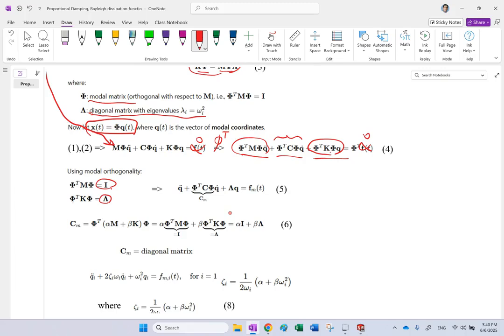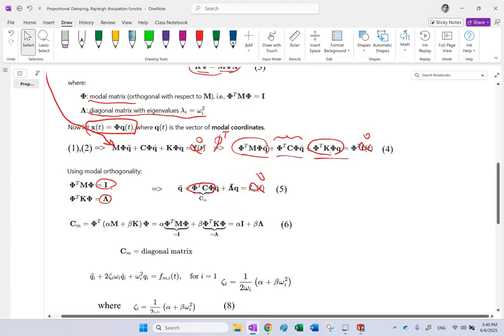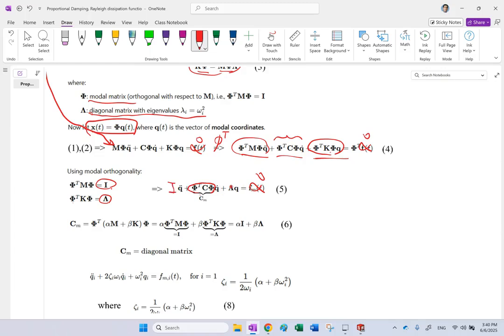So the only thing is, this matrix here, what happens to that? If I call it Cm, is this matrix also diagonal or not? If it is, then guess what? I have decoupled my equations, because every coefficient matrix is now going to be diagonal. The I here is diagonal, that lambda is diagonal. If this one is diagonal, I'm done. But is that going to be the case?